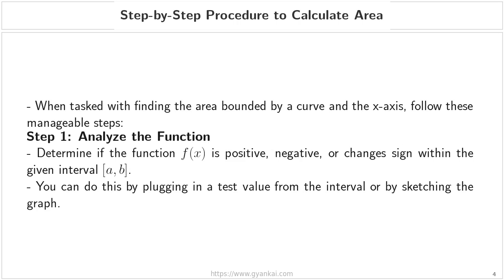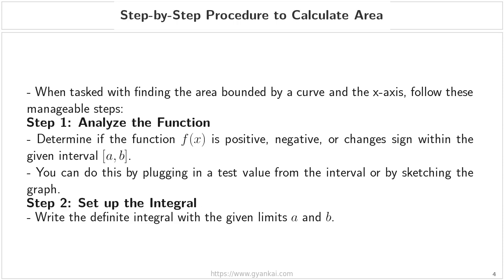Step 1 is all about analysis. Before you even pick up your pen to integrate, you must analyze the function. Your goal here is to determine if the function, f of x, is positive, negative, or if it actually changes sign within your given interval from a to b. A great tip for this is to simply plug in a test value from within that interval, or better yet, quickly sketch the graph. This prevents the mistake of treating a negative region as a positive one.